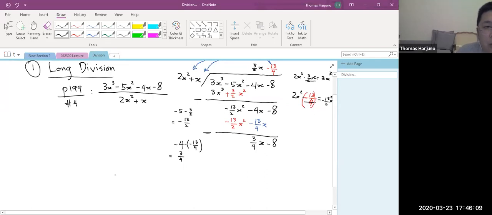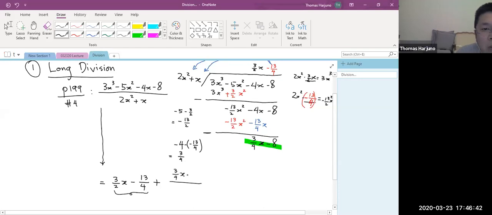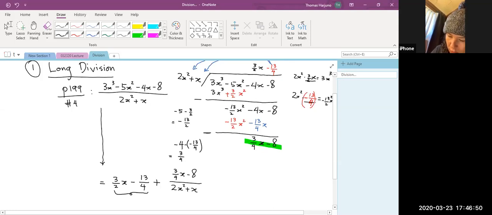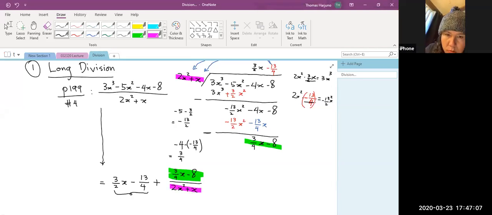Therefore, the quotient is, let me bring this down, 3 over 2 x minus 13 over 4, plus. Now, we usually say this is the quotient. This is the remainder, which I will put on the numerator: 3 over 4 x minus 8 over 2x squared plus x. So the remainder will be on the numerator here, and the divisor is something I copy paste here. Everybody okay with that? Mm-hmm.